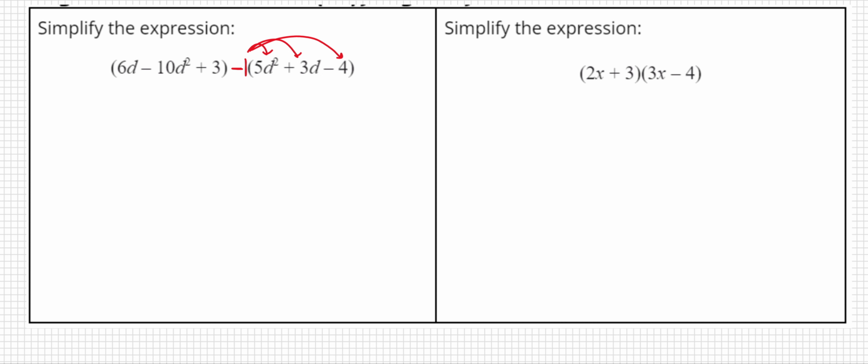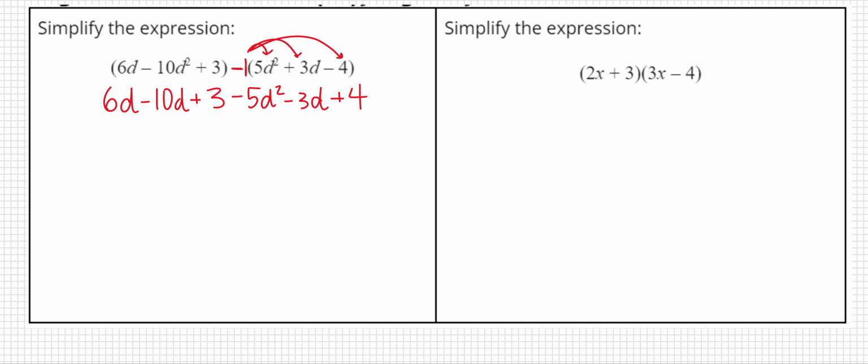Using the distributive property, negative 1 times 5d squared would be negative 5d squared. Negative 1 times positive 3d would be minus 3d. And then negative 1 times negative 4, a negative times a negative, would make it positive, so I'd have plus 4 there. Then I'm going to write out the expression on the left: 6d minus 10d squared plus 3.